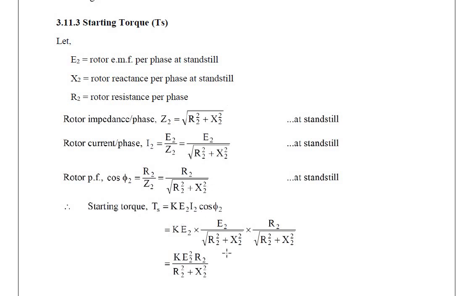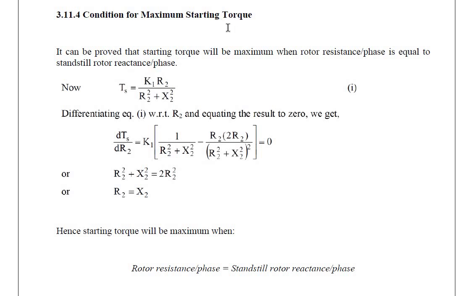So put all three values in this equation. Our equation will become K E2 as it is, I2 is given by E2 divided by under root R2 square plus X2 square, multiplied by cos phi 2 equal to R2 by under root R2 square plus X2 square. Simple. This is E2 by Z2, this is R2 by Z2. So our final equation for the starting torque is given by K E2 square into R2 divided by R2 square plus X2 square. So this is the simple starting torque equation of the three-phase induction motor. Now condition for the maximum starting torque.